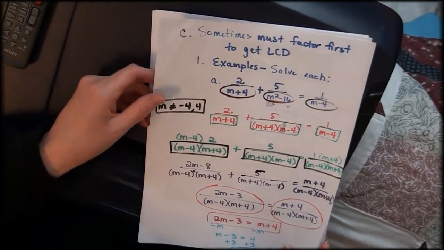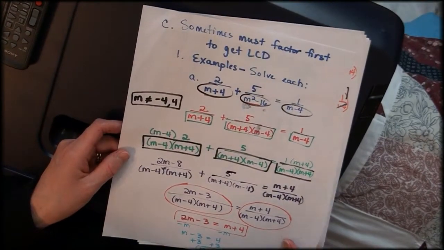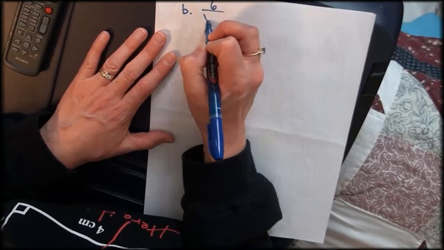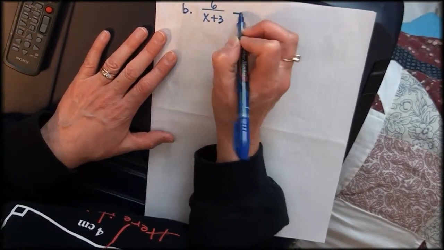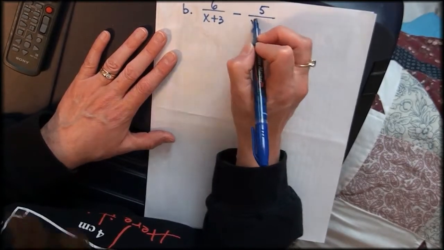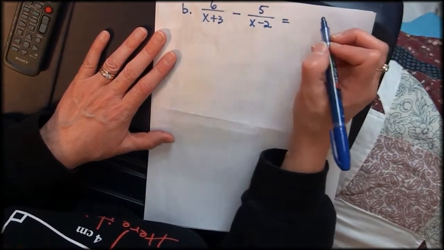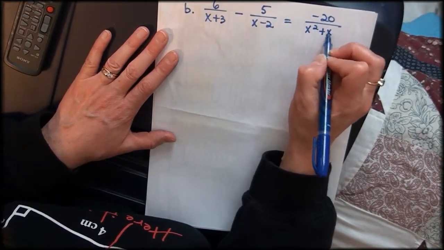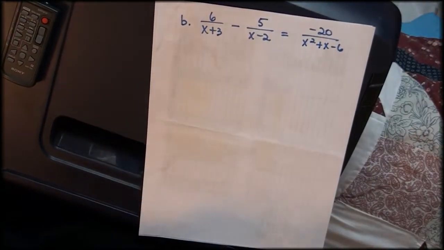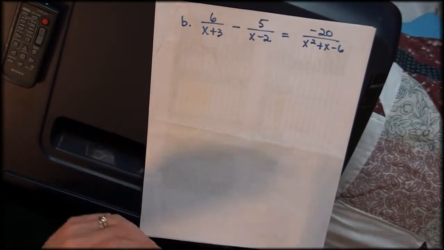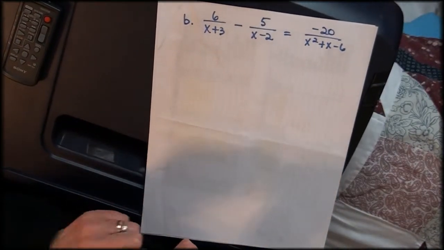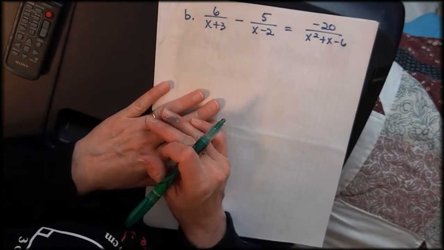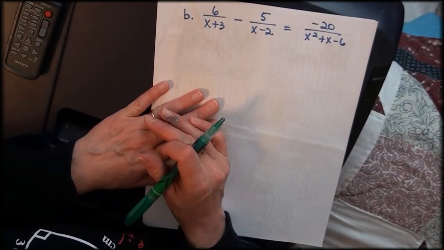Alright, so let's try another one. Let's say that this time I have a 6 over an x plus 3 minus a 5 over an x minus 2. And that's going to equal a negative 20 over an x squared plus x minus 6. And I'm looking at this and I'm saying, okay, they've got fractions. If I could multiply everything by the LCD, that would get rid of those denominators. It would be a very easy equation to solve, but I'm just not sure what the LCD is.